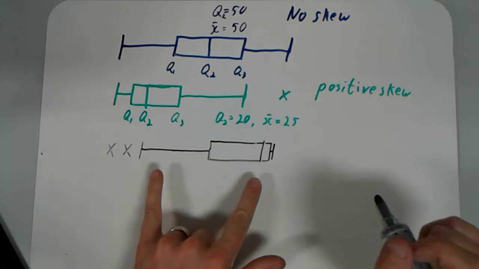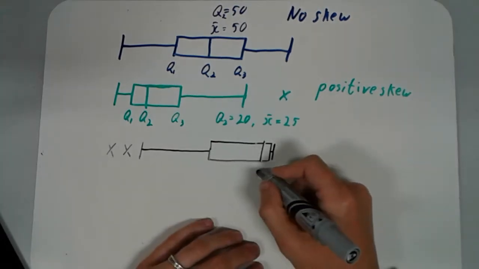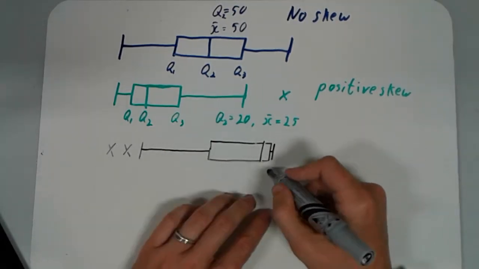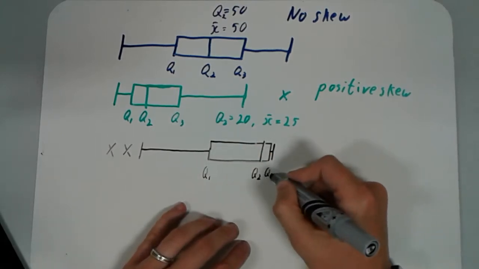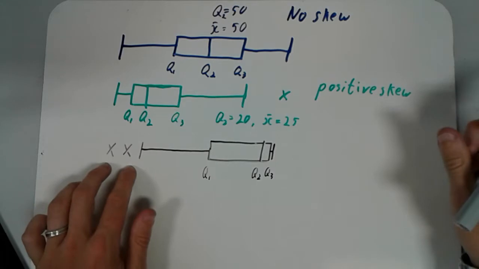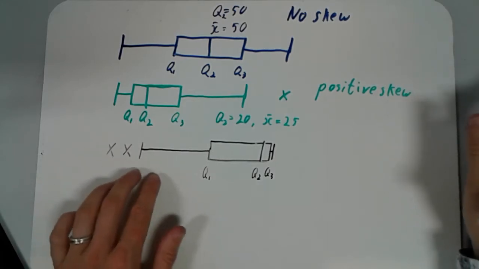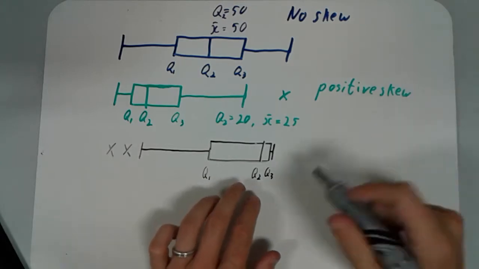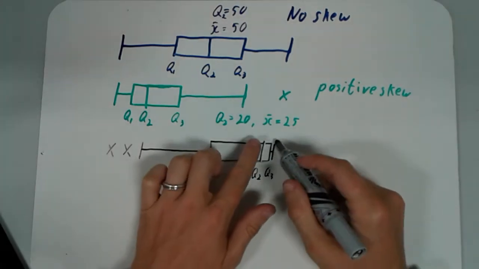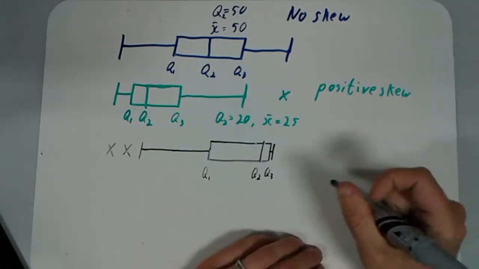In this case, we have almost the exact opposite. We have our Q1, Q2, and Q3. We now have two outliers down at the very low end, a very big gap between Q1 and Q2, and then half of our data bunched up in this tiny little section here.